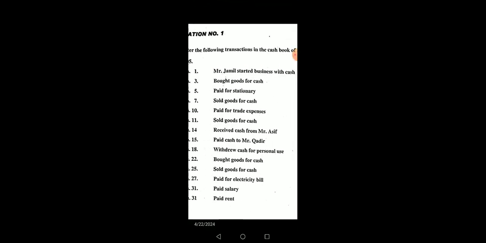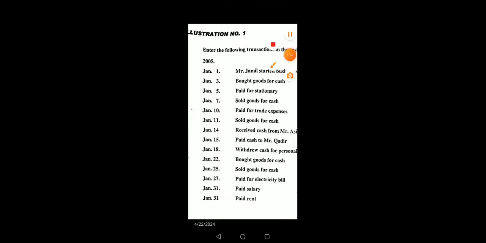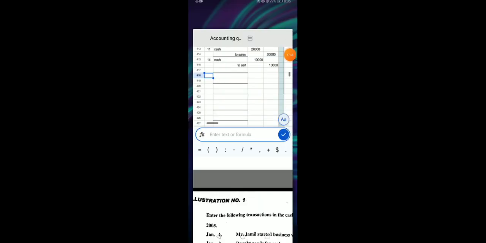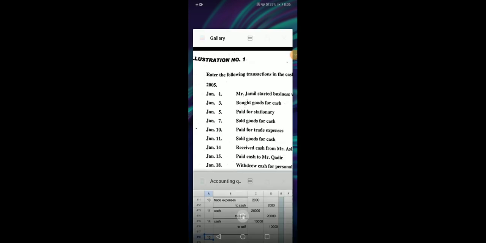Let's see what is the next date. After 14 it is entry number 15. So you will go and mark 15 in the date column. And what is 15 saying? Paid cash to Kadir. You are paying cash, it means cash is going out. Cash is going out, it means cash in hand is decreasing. Cash in hand is your asset.